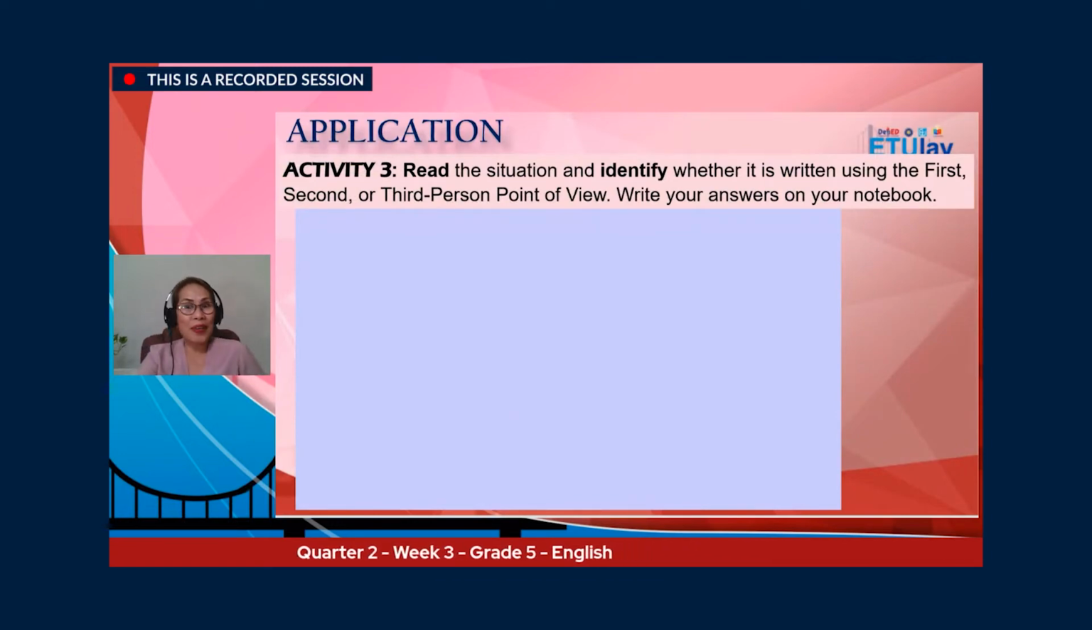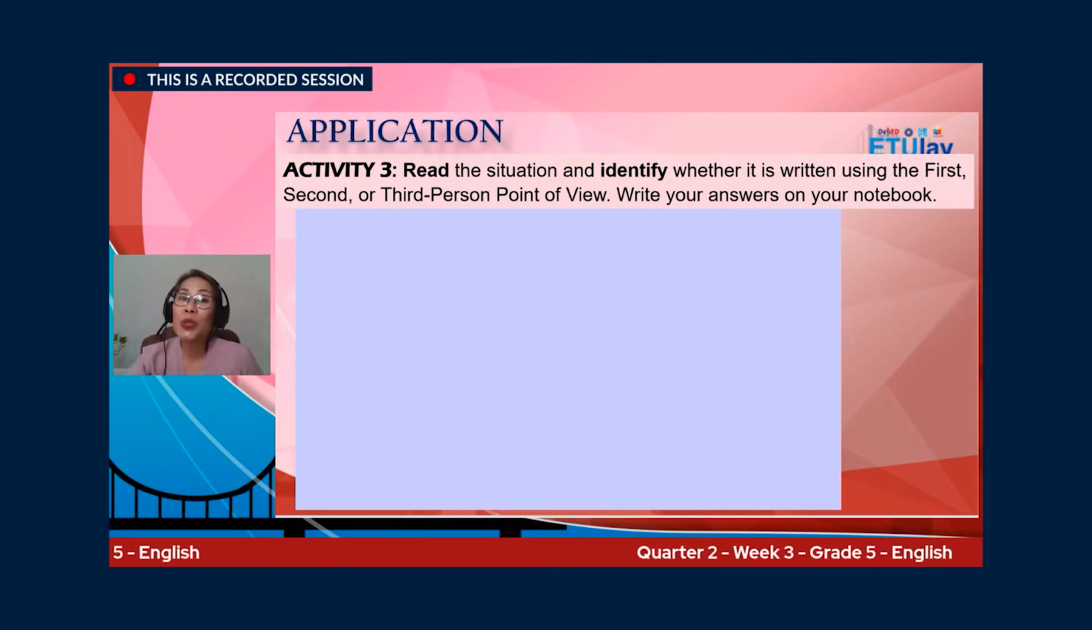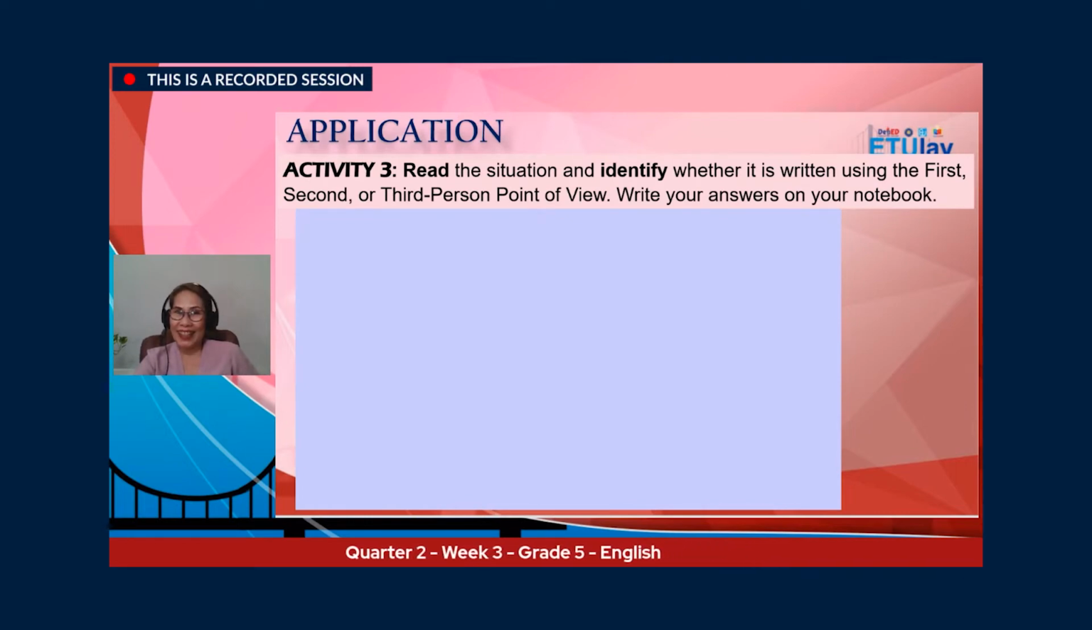Now let's have this application. The instruction is, read the situation and identify whether it is written using the first, second, or third person point of view. Once again, you are going to write your answers on your notebook. All right. Ready now? Let's try to have this.